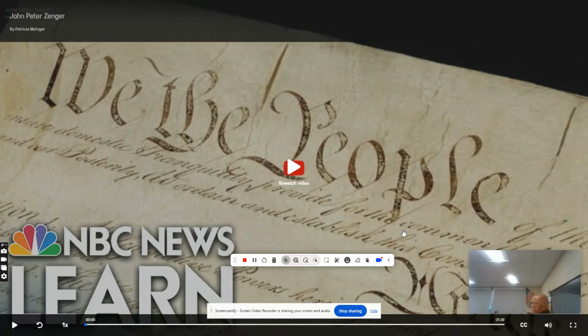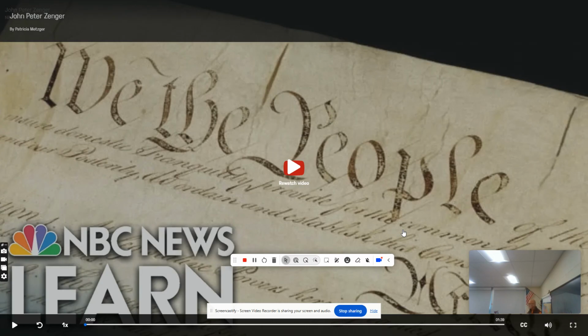So this guy Zenger was a New York City newspaper editor and publisher, who published articles, opinion pieces effectively, that were very critical of the royal governor of New York, accusing him of being corrupt, accusing him of being a criminal, and Zenger was arrested and jailed for his criticism in writing. And this event was in the minds of those at the Constitutional Convention.